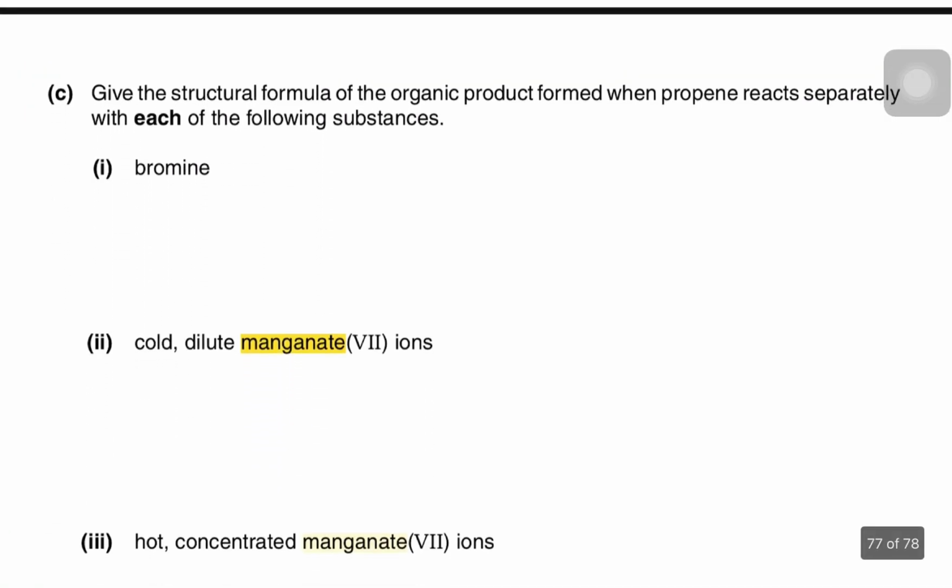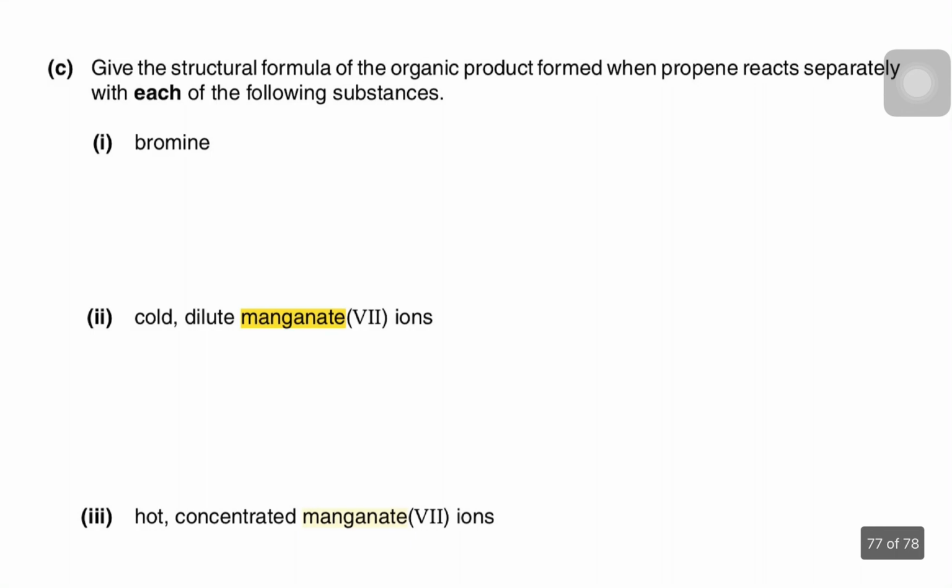Let's go further and do some theory questions. Part C says, give the structural formula of the organic product formed when propene reacts separately with each of the following substances. So we need to draw propene first. This is our propene. We have one H on carbon 2 and three H's on carbon 3. Carbon number 1, 2, 3.